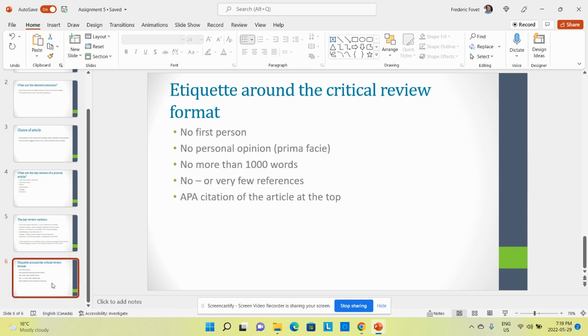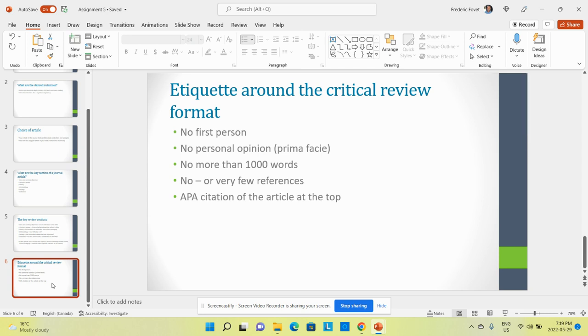Some etiquette around the critical review. If you've not practiced this before, you don't use the first person. It's fictitious, definitely. It's a bit absurd because it is very much your own consciousness and your own reflection, which is centered in the middle of the critique, but as a matter of style, we don't use the first person in critiques.